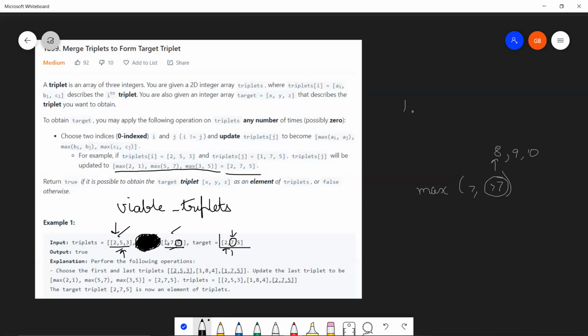So if we find the values of target corresponding to any viable triplet, we can safely conclude that we can perform max like 2 times, 3 times, or 4 times, but we'll reach our target, right? We don't need to actually perform the max. We just need to know if that value is present somewhere. We do not need to worry about how many max operations we need to perform because it is given that any number of operations can be performed.